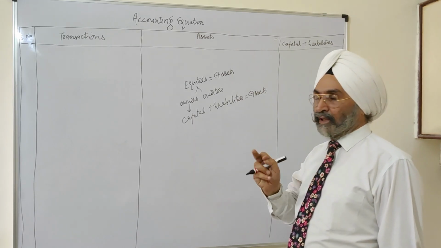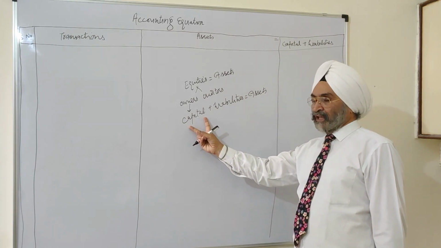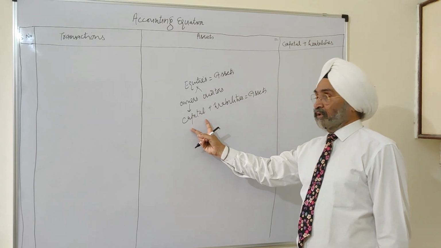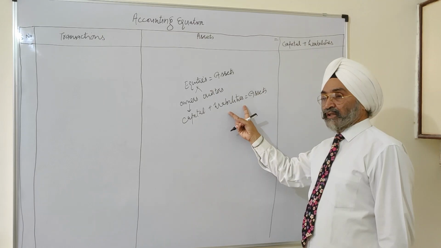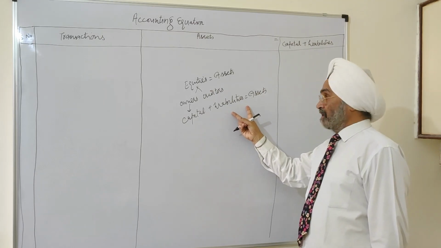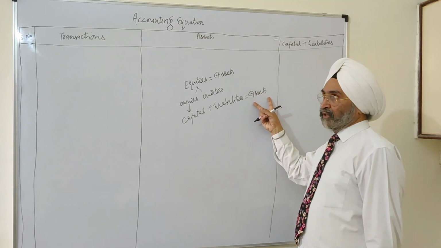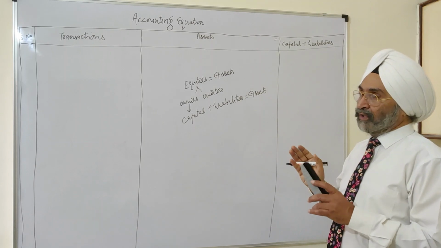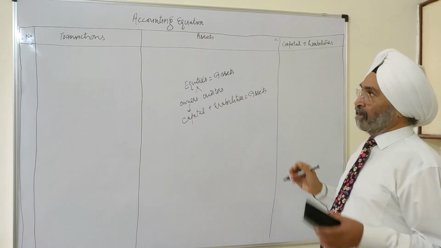These are the claims of insiders. Insider means owners. Internal claims. These are the claims of the outsiders. Outsider means external creditors. These are the liabilities, and these are the total assets of the business. Now let us see practically how this accounting equation works in all the different situations.